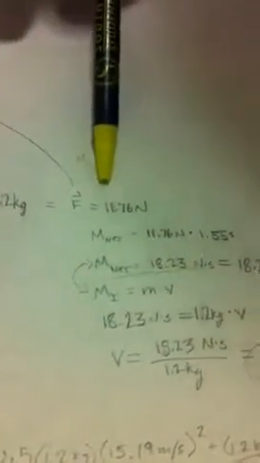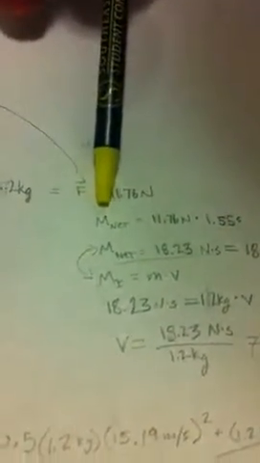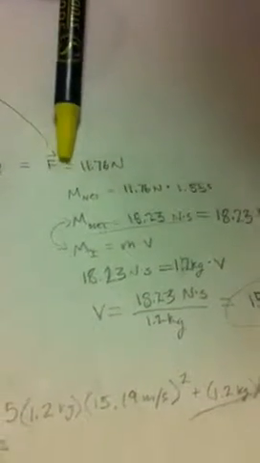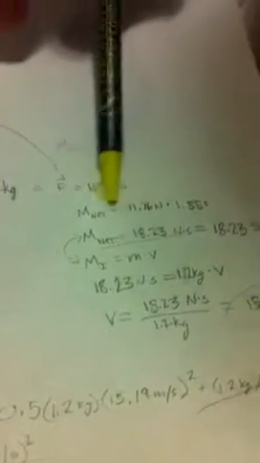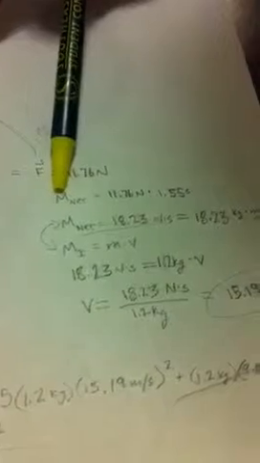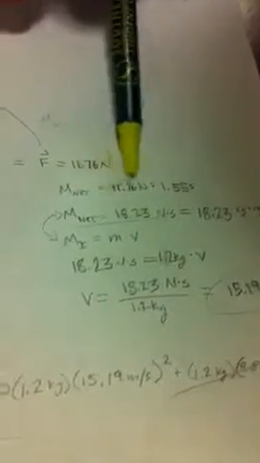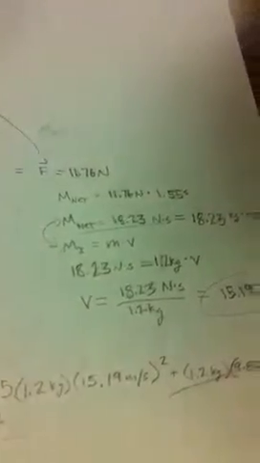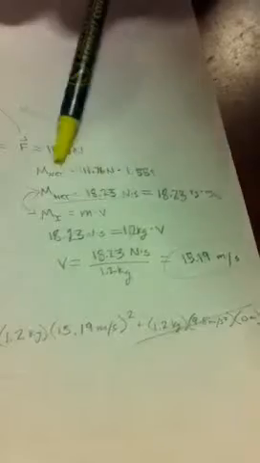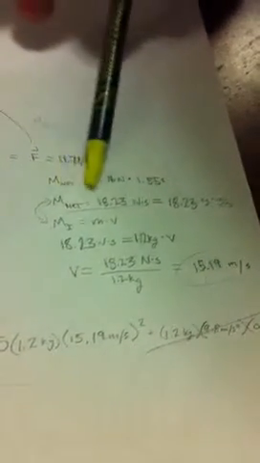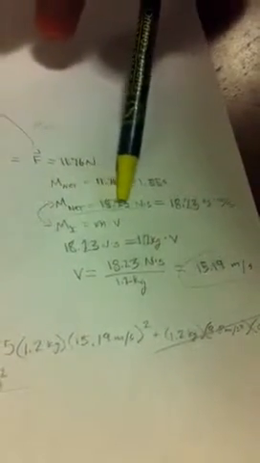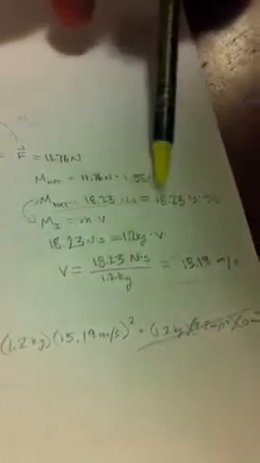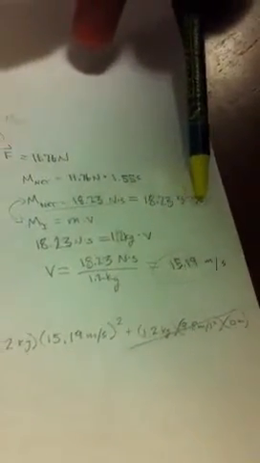Now we can plug this back into our equation and get momentum net equals the force times time, which was 1.55 seconds, which they gave to us earlier. That's going to give us 18.23 newtons times seconds, or 18.23 kilograms times meters per second.